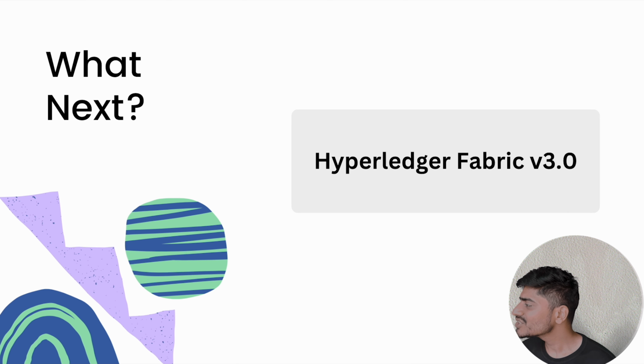So what's next in this course? I'm planning to add Hyperledger Fabric 3.0 support to this course. This will be launched in the coming months. And in the coming months, you will be able to see how to set up a Fabric 3.0 network and how to migrate your existing 2.5 network to 3.0. All of that is going to be covered in this course. So stay tuned for the course because a lot of updates are going to come.